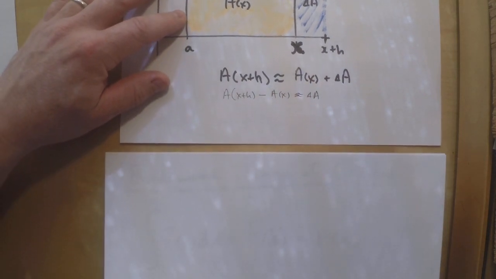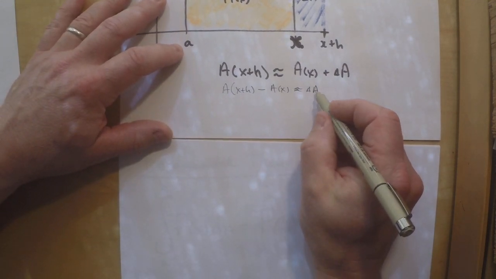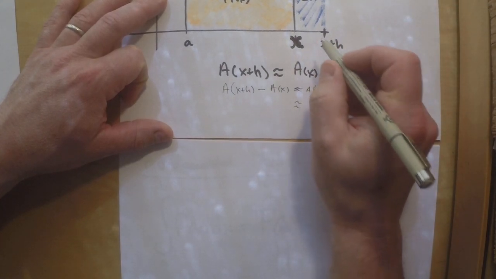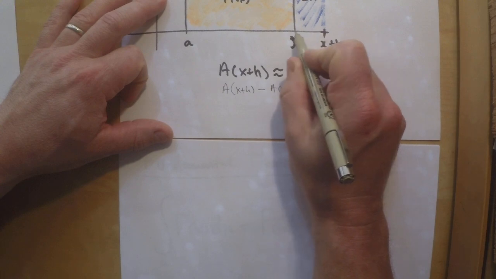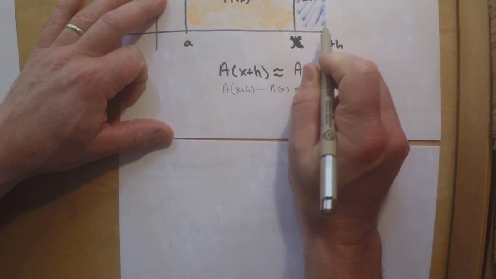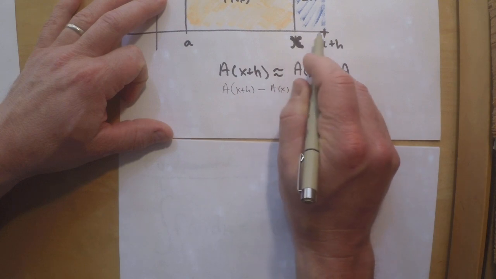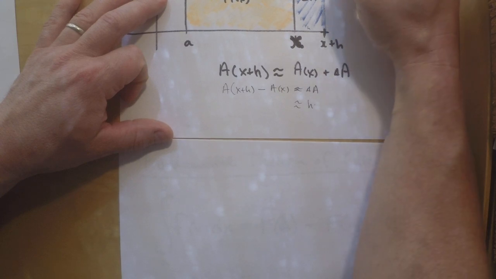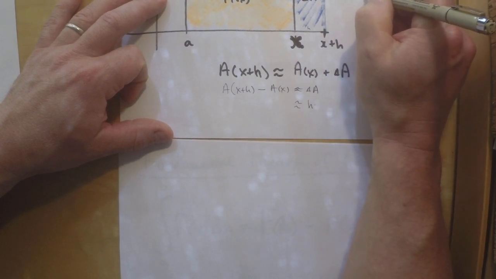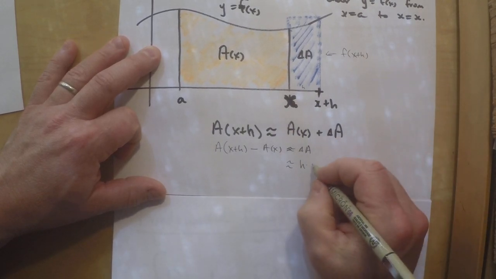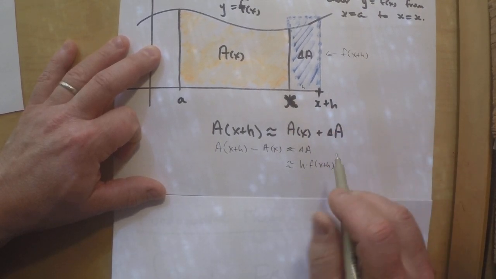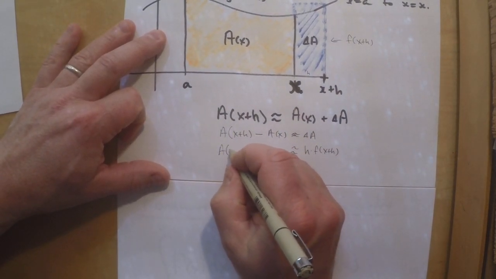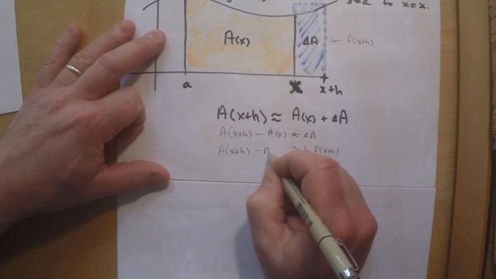Okay. From there, you can then look at that and say, well, what is the area of delta A? Well, it's just a rectangle. What's the area of a rectangle? The area of a rectangle is base times height. And what's the base length? Well, this is x, and that's x plus h. This length here is h, so it's h times the height. The height of that is the function evaluated at x plus h. So the area of that rectangle is this times this, and that's approximately equal to A of x plus h minus A of x.